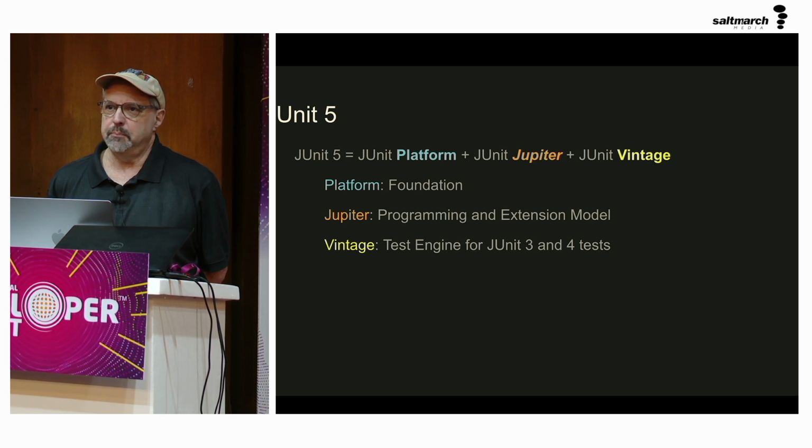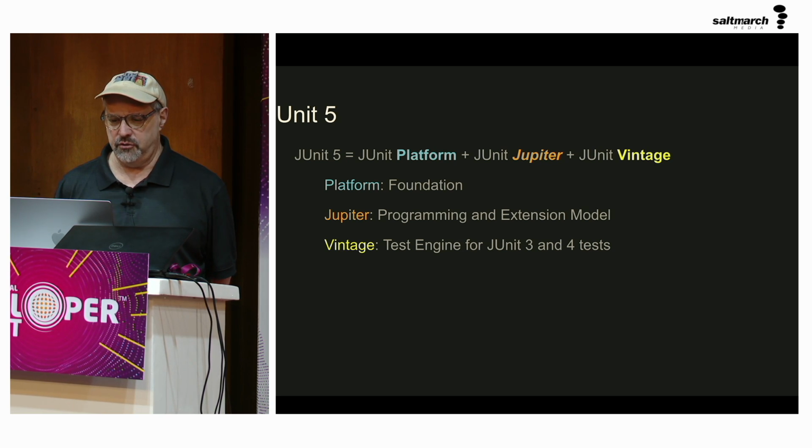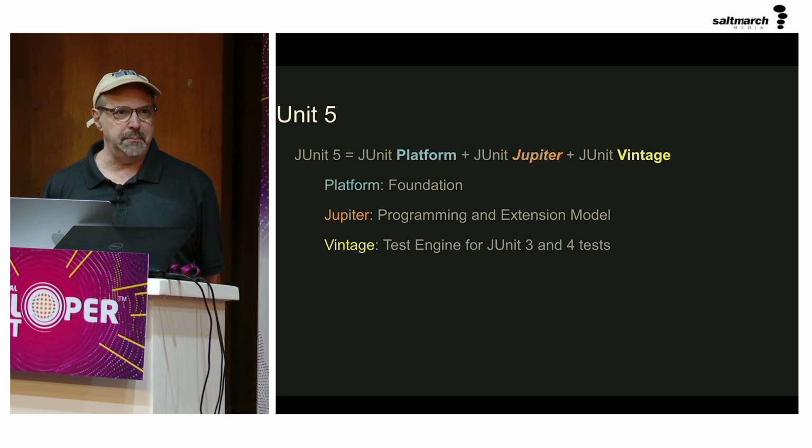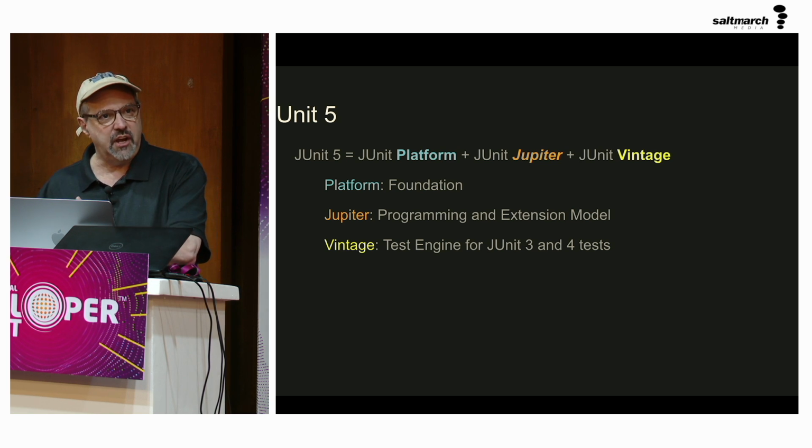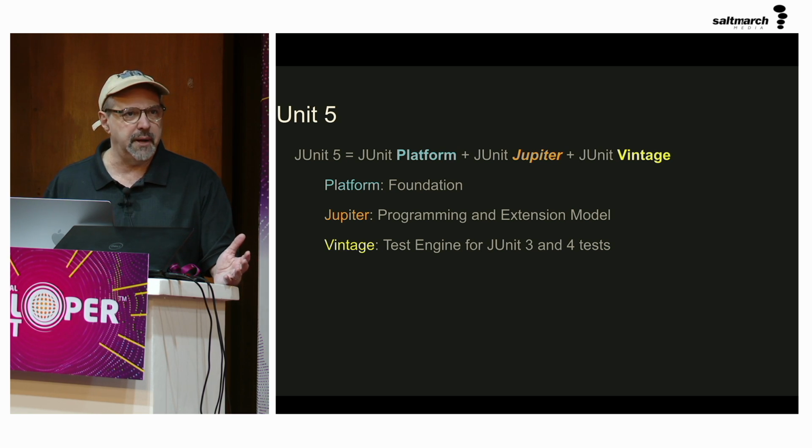The platform in principle is the foundation and Jupiter is the programming and extension model. But if you ask me what does that mean, I don't really know. What it really means is there's two sets of release notes I have to take a look at whenever they release a new version. But unless you're actually working on JUnit itself, you probably don't care about that either. The Javadocs and everything else is fine.